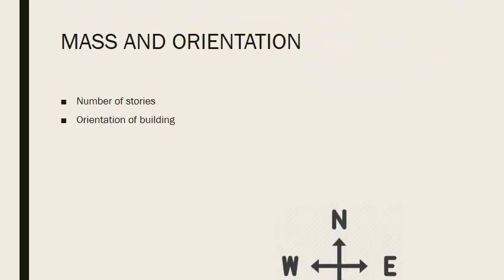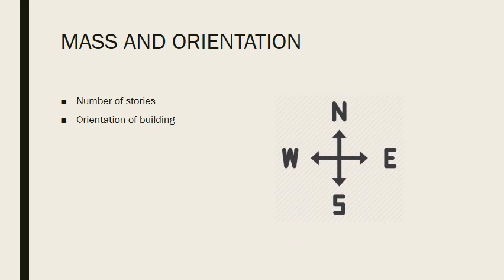The second component to take into account is the mass and orientation of the building, meaning, is it better for the building to be 1 or 2 stories? How will the energy loads decrease or increase depending on this factor? Regarding the orientation of the building, what will happen if I rotate the building 90 degrees or 180 degrees? How do the energy loads change?